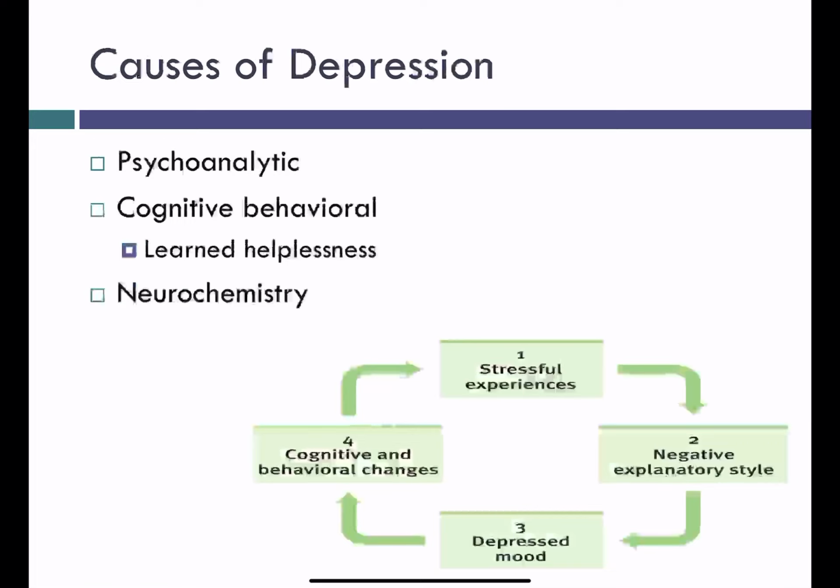So in terms of this cognitive thing, the argument is that individuals experience stressful experiences. They have a negative way of explaining it. So, I'm a bad person, things always go wrong, this is permanent. That leads to a depressed mood, which leads to more negative behaviors and cognitions, which creates this cycle of every bad thing that happens makes the depression and the negative thinking worse.